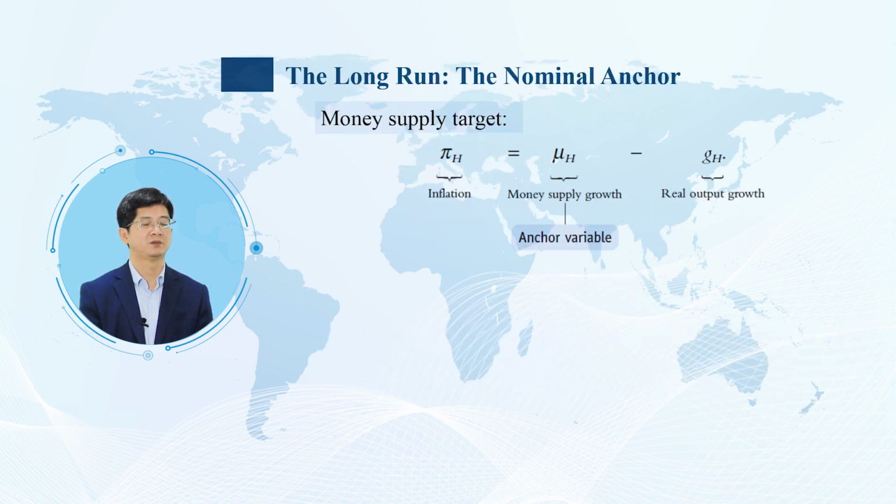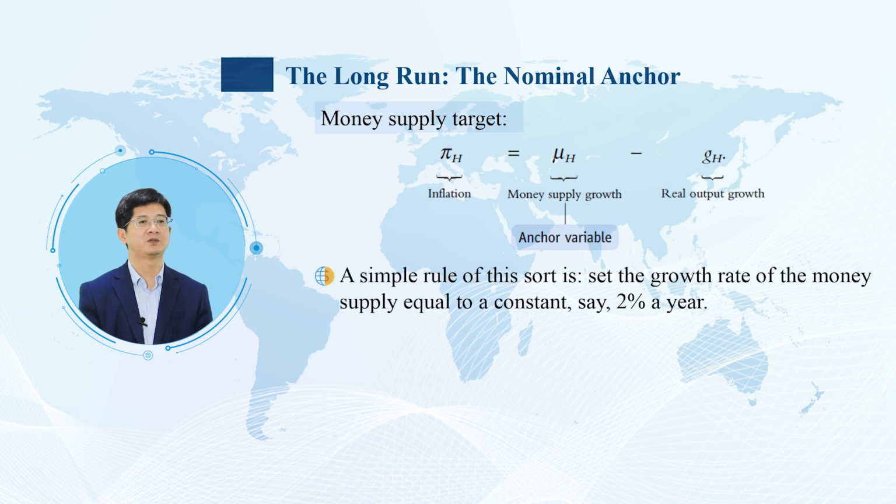Money supply target: pi H is equal to mu H minus g H. The quantity theory suggests another way to anchor because the fundamental equation for the price level in the monetary approach says that inflation equals the excess of the rate of money supply growth over and above the rate of real income growth. A simple rule of this sort is to set the growth rate of the money supply equal to a constant, say 2% a year.